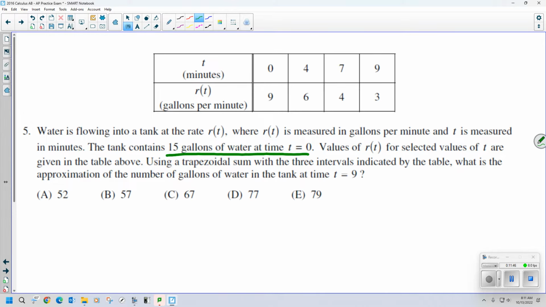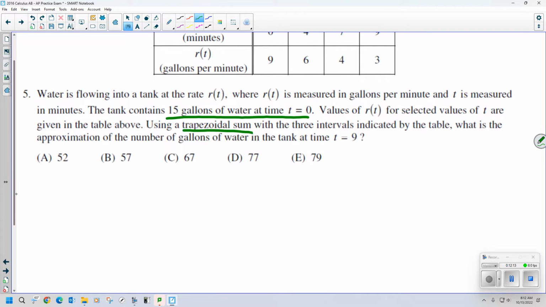Values for R of t, for selected values of t, are given in the table above. Using a trapezoidal sum with 3 intervals indicated by the table, what is the approximation for the number of gallons of water in the tank at time t? I write this little graphic a million times, okay?